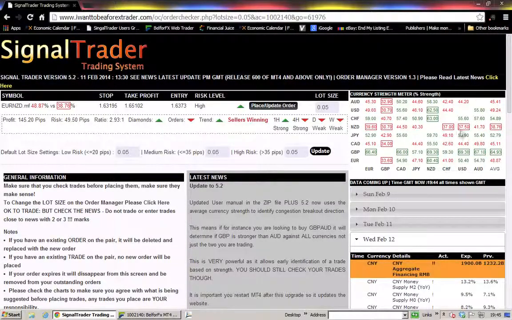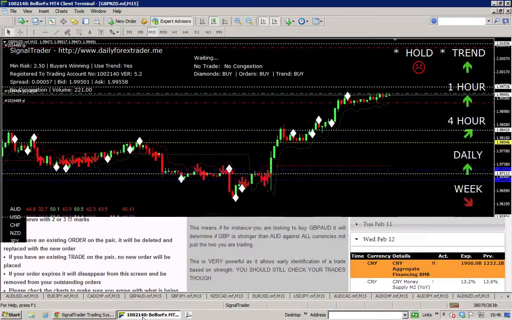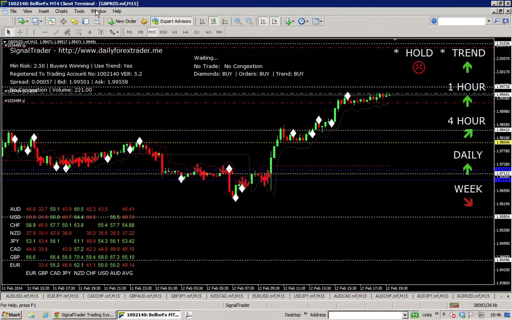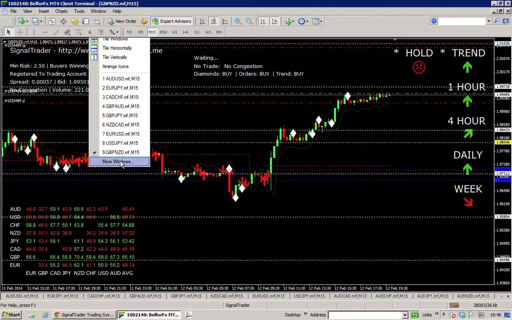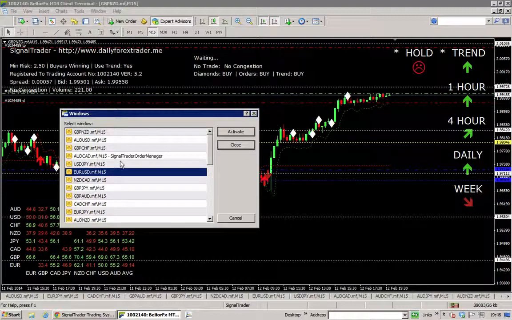So what that basically means is that I wouldn't actually take this order because they're too close to each other. If, however, that had a green box and that had a red box, you would see that this would be highlighted by SignalTrader as a good trade to take. But at the moment, it's not worth taking. Let me just flip back to the charts, and let's flip over to Euro New Zealand and have a look at what's going on in the chart. Always check your charts.